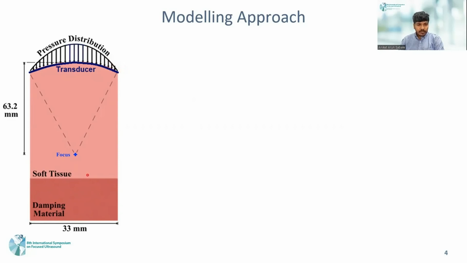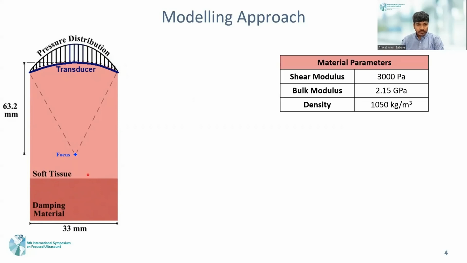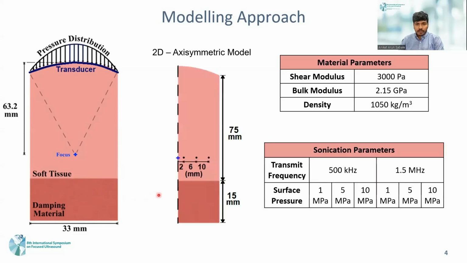The soft tissue material was modeled with hyperelastic neo-Hookean constitutive behavior with material properties as shown in the table, which closely resemble those of soft tissues in humans. The soft tissue material model was extended with an added damping material property, which will act as an absorber and avoid reflections from the boundaries. A 2D axisymmetric model was considered to save computational time and resources.